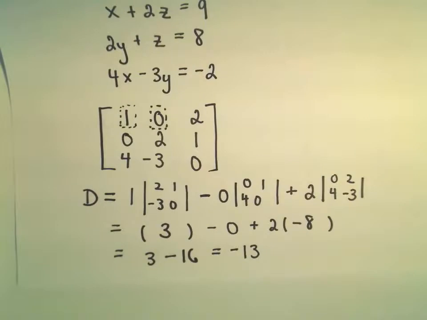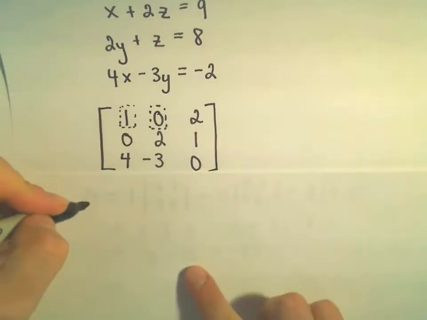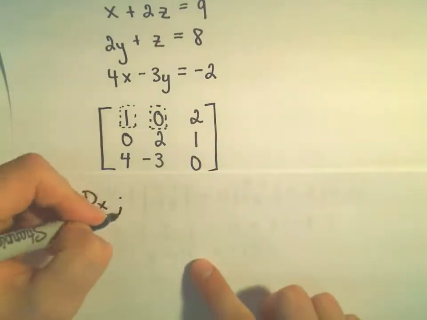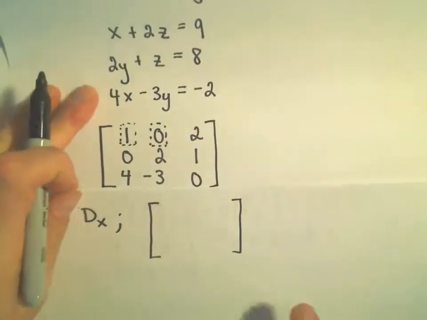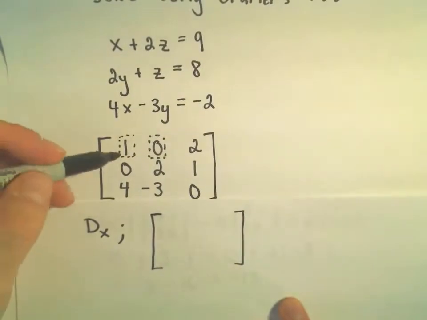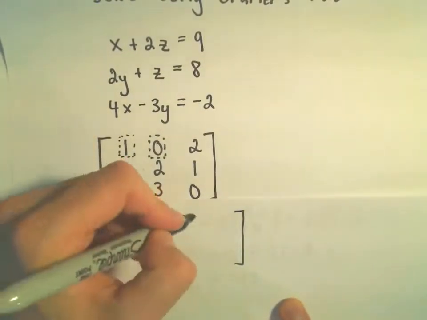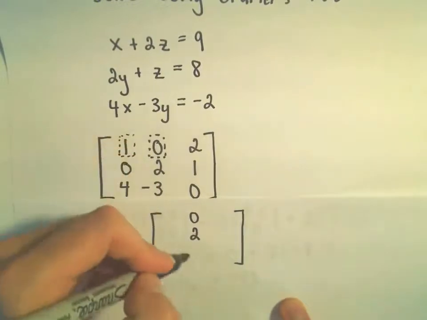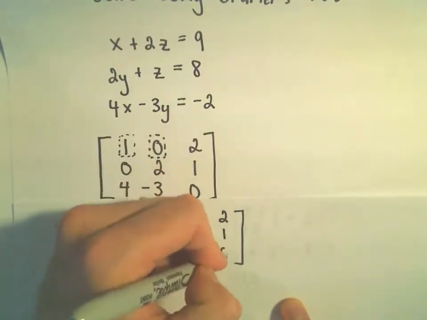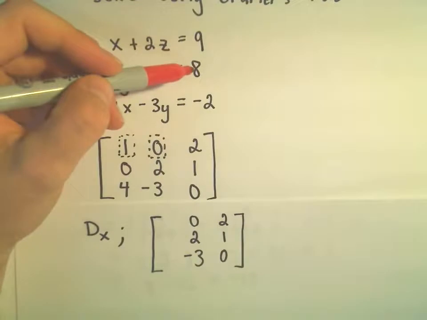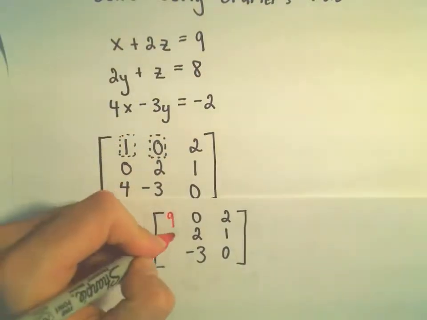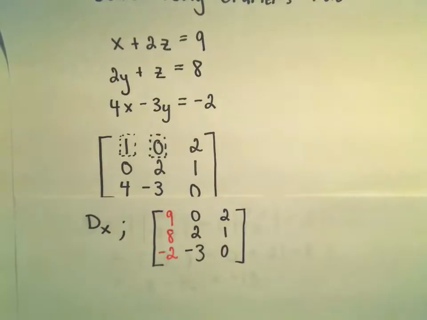Okay, and now this is where we have to go back and compute our other determinants as well. So to figure out our d sub x, we're going to look at the matrix. So remember, when we do our d sub x, the x column is the one that will change. We leave the other columns alone. So I'm going to leave the y column alone, and I'm going to leave the z column alone. And recall, we just take our values that were on the other side of the equal sign. So 9, 8, and negative 2. And those are the values that I fill into the matrix.